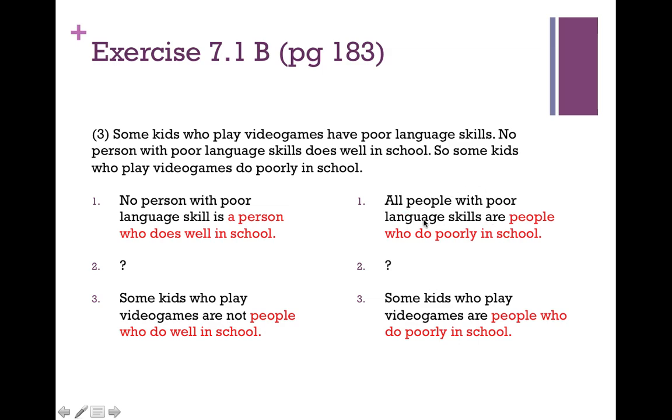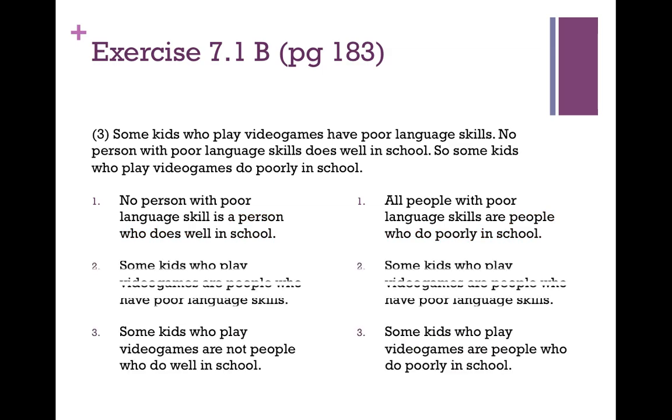Or we could rewrite the major premise. By rewriting the major premise, we find the obverse of it. Again, we're going to change the quality and name the complement, but the effect is that it makes the major term, that is the predicate here, the same as the predicate in the conclusion. Once we've done that, the only thing left is to fill in the minor term, and that's going to be the same in both cases. Some kids who play video games are people who have poor language skills.